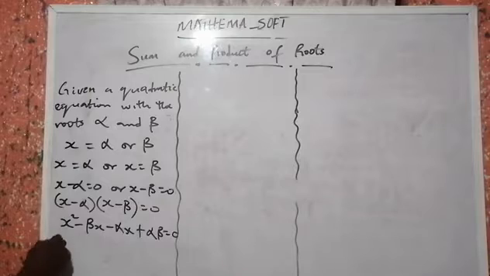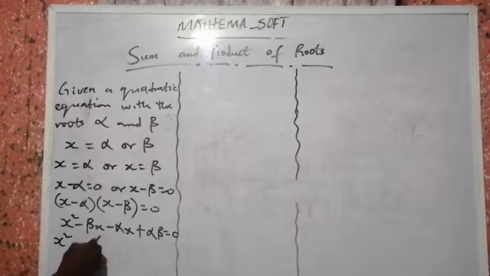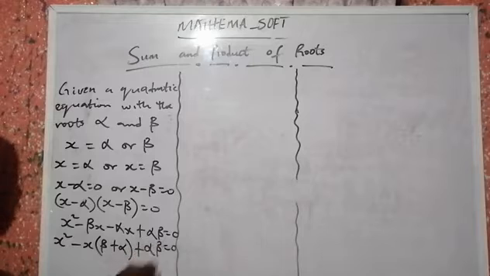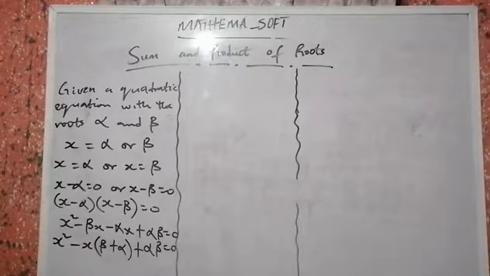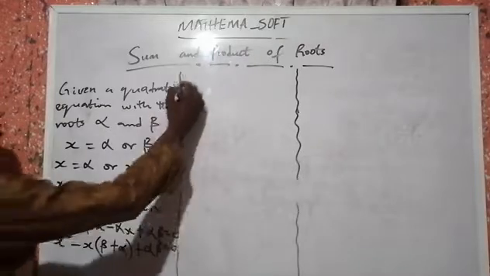Then I can factorize this. Something is common here. Minus x is common. And then I have (beta plus alpha) plus alpha beta equals 0. So if you check here, you see that we have minus x out. If you use this minus x to open this bracket back, you will get this. Okay, so let's go up here.